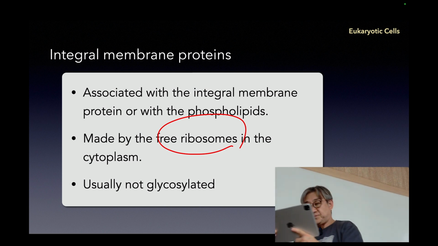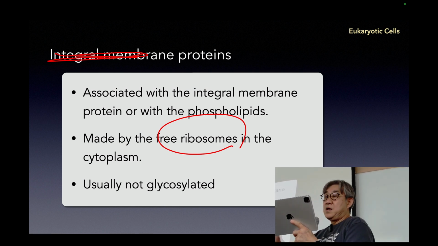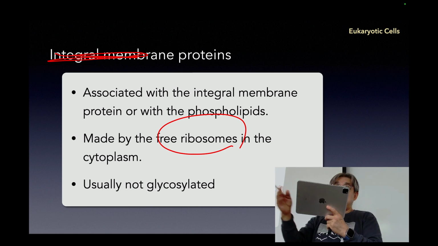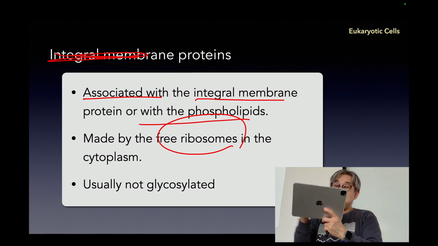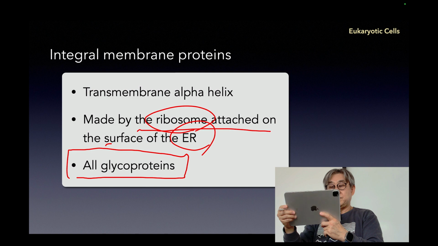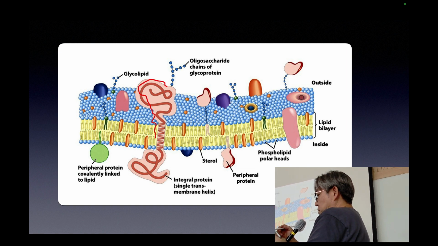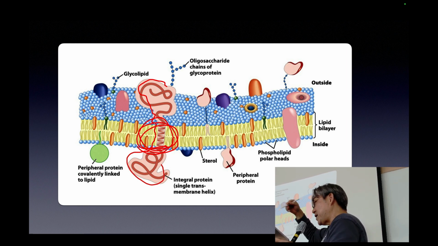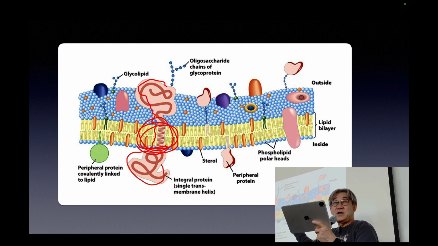Okay, and this is a typo. This is not integral membrane protein, but peripheral membrane protein, sorry. So these peripheral membrane proteins, on the other hand, are those that are simply associated with the integral membrane protein or some phospholipid. If this was an integral membrane protein, by virtue of having this transmembrane alpha helix, that's how they can be stably inserted or embedded in the membrane.